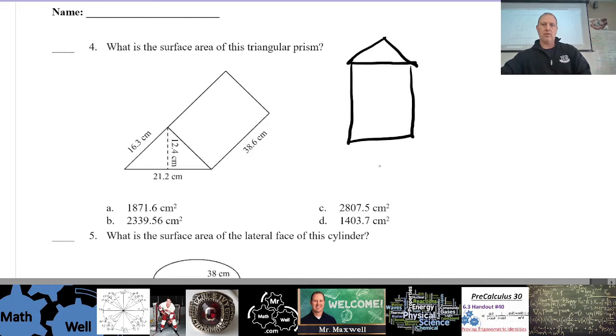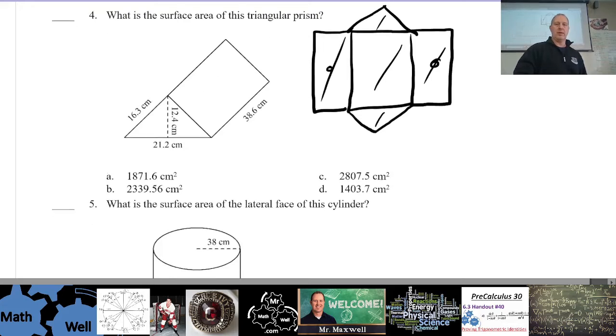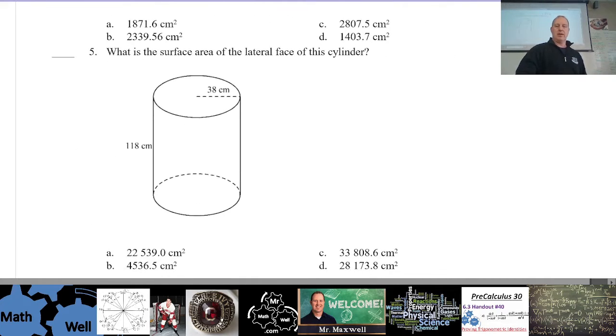Okay, so a triangle for an end, then the bottom, triangle for the other end, and then each side. And you have to add up the areas of all of these sides, so the 4 different areas. The 2 ends will be the same, and these 2 sides should be the same for sure. Anyways, I will let you work on number 4 on your own, but that's how you do it. Okay, let's take a look at number 5 together.